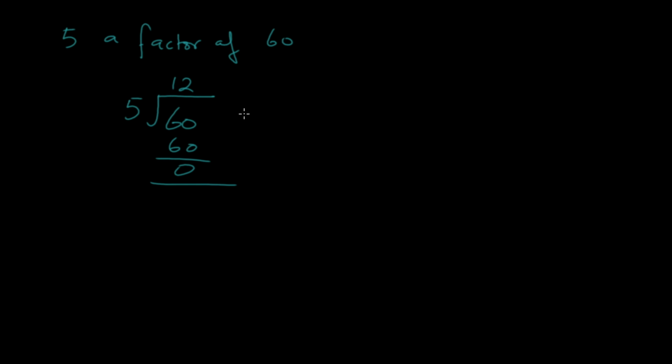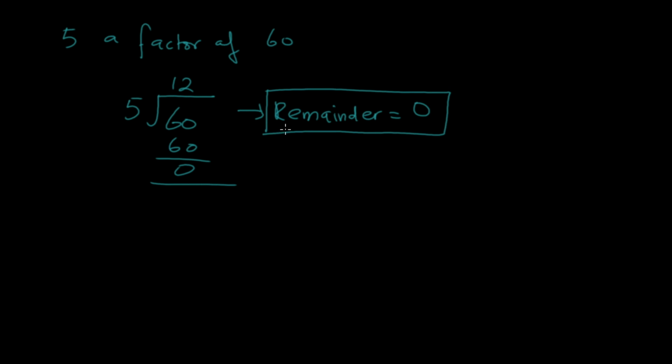Okay, so we just said that if 5 is a factor of 60, then if we do 60 divided by 5, we get a remainder of 0. Now, what does the remainder being equal to 0 mean? What information does it give us?